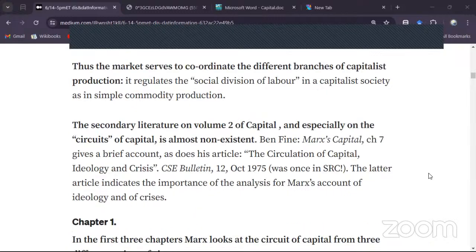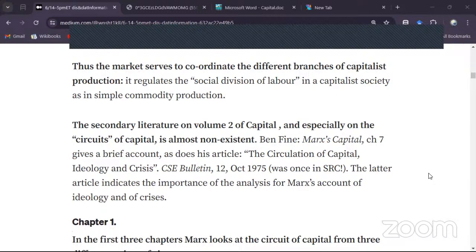Now, this is a problem for so many other people because everyone sort of stops with Volume 1. And so the secondary literature on Volume 2 of Capital, and especially on the circuits of capital that I was just talking about, is almost non-existent. Now, that's Simon Clarke's point of view, but there's enough people talking about it to make sense of it. And in fact, there's actually a pretty interesting literature on it that's not even included here.